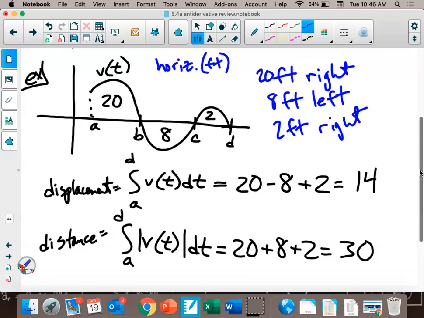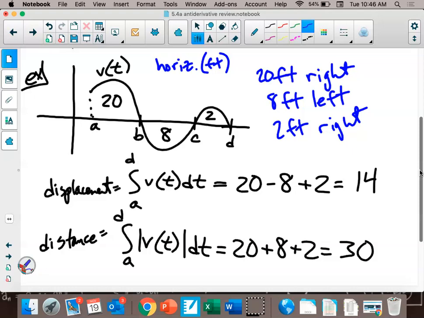Because when velocity is positive, you're going to the right. When velocity is negative, you're going to the left. The area under the velocity is the net change in your position. It's how far you traveled for that section of time, right? So from whatever our starting position was, we went 20 feet to the right, 8 feet to the left, 2 feet to the right. If they ask you what your position was at time C, well, they have to give you a position. You have no idea. Whatever it is, it's 12 units to the right of wherever you started.